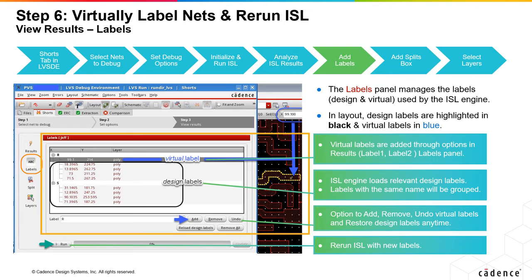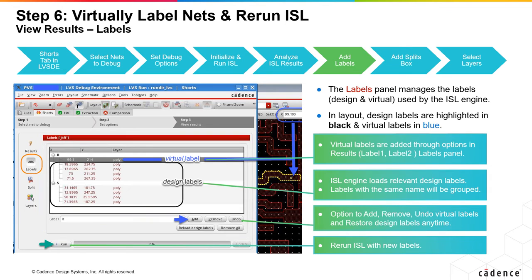Additional virtual labels can be added through the label buttons on the results panel or add buttons in the labels panel. You can use this form to add or delete these virtual labels. Virtually added labels are highlighted in blue color, and original design labels are colored in black. Labels with the same name are grouped.